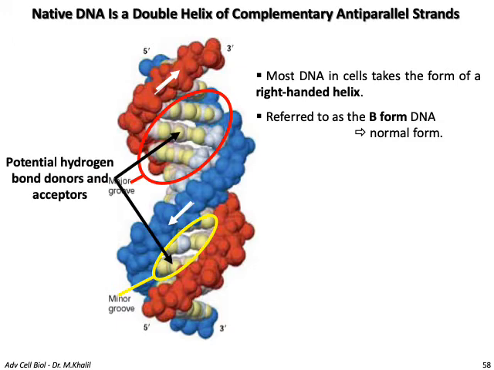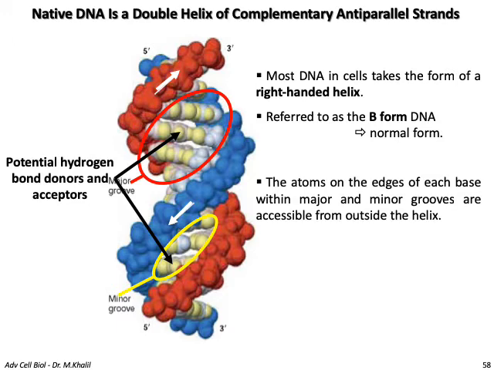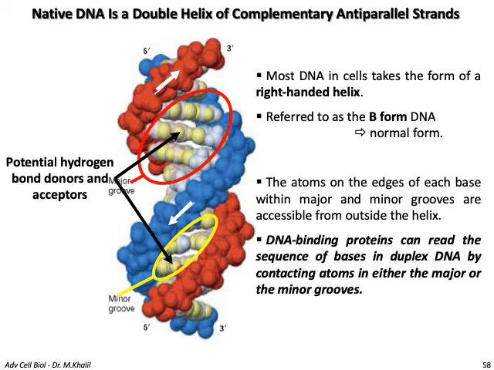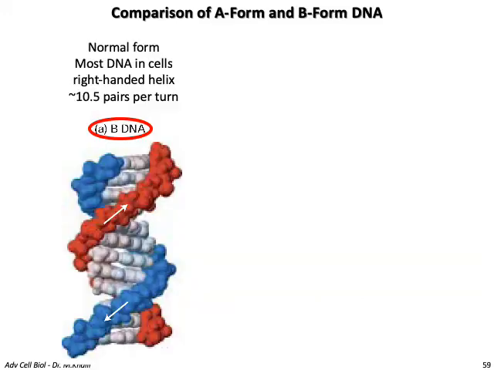These grooves are very important. They are potential hydrogen donors and acceptors. That means that these groups provide active sites for binding of other proteins that interact with the DNA, like RNA polymerase. The DNA binding protein can read the sequence of bases in duplex DNA by contacting atoms in either the major groove or the minor groove.